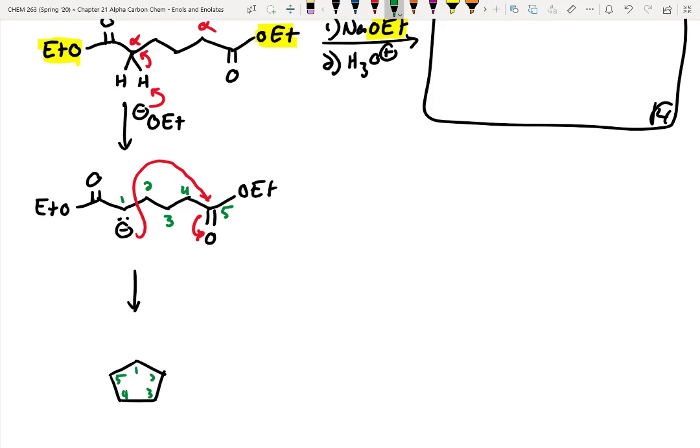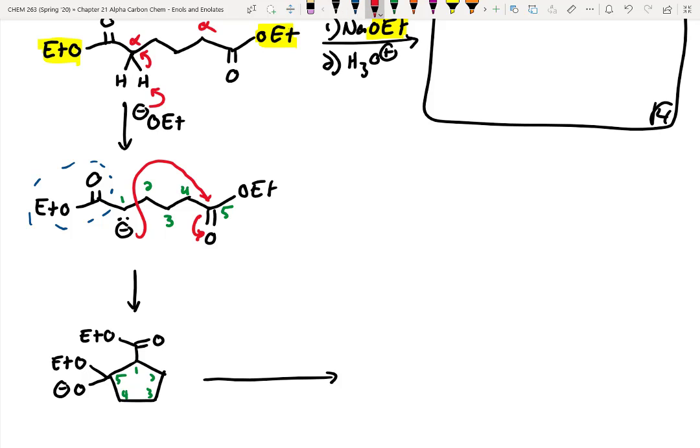Got my five-membered ring. And off of carbon 1, I know I have this entire group here. So I'm going to go ahead and draw my ester coming off of carbon 1. Carbon 2, there's just two hydrogens, same with carbon 3 and 4. And then if I go over to carbon 5, I should have an oxygen with a negative charge. That's where I kicked electrons up to. And I should have my ethoxy group. All right, so we're not quite done yet.